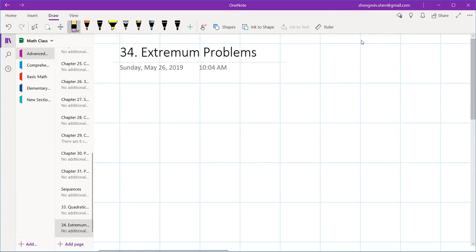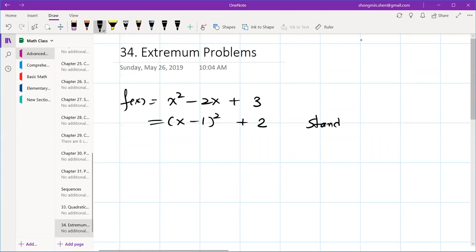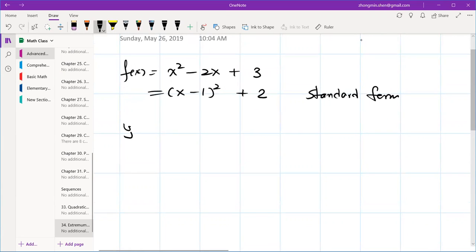So if we have a quadratic function, it's going to be x squared minus 2x plus 3, for example. I begin with this problem, okay? So this function, you can quickly express it in the form like that. Okay, this is a standard form. Okay, that's the first general form. Why do we have to study standard form, right? We will see that. Now, consider the corresponding equation, which is y equals x minus 1 squared plus 2.